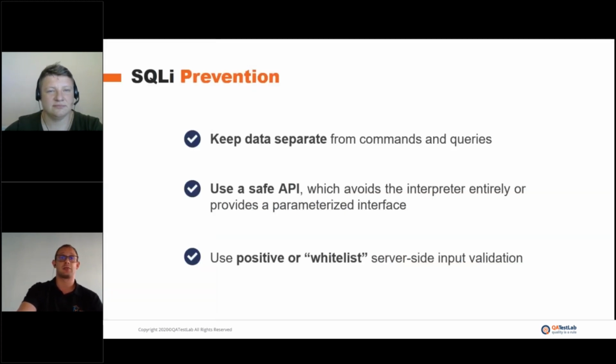Now, something about prevention. Preventing injection requires keeping data separate from commands and queries. According to OWASP, the preferred option is to use a safe API, which avoids the use of the interpreter entirely, or provides a parameterized interface. Using positive or whitelist server-side input validation can also lower the risk of SQL injections.